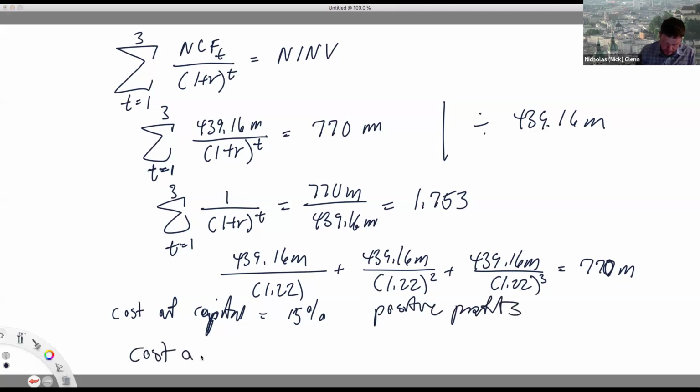Now, on the other hand, if the cost of capital is 25%, well, the borrowing costs are more than this internal rate of return. So you'd actually have negative profits in this case.